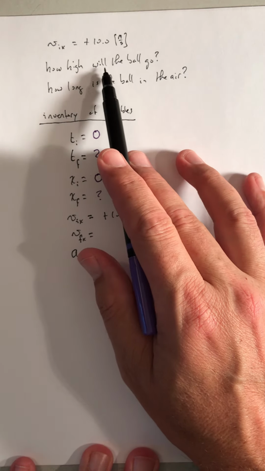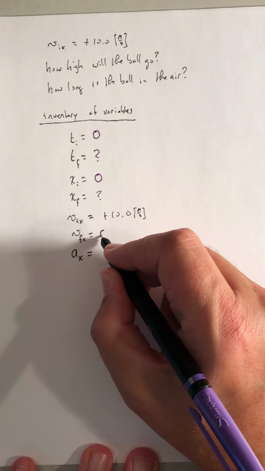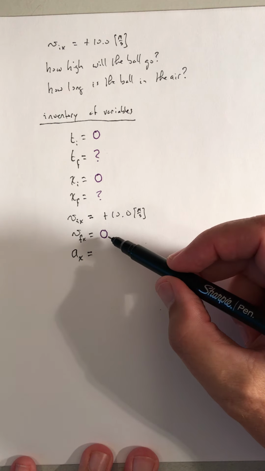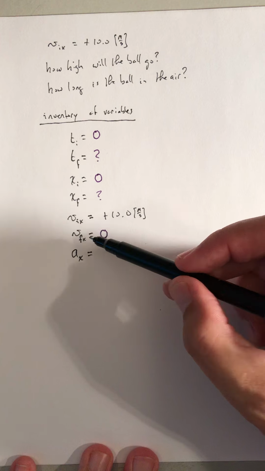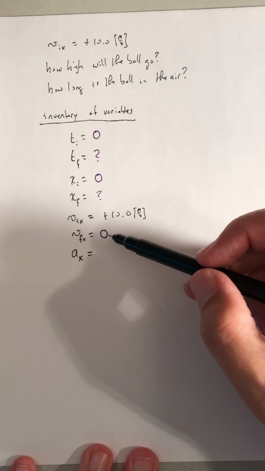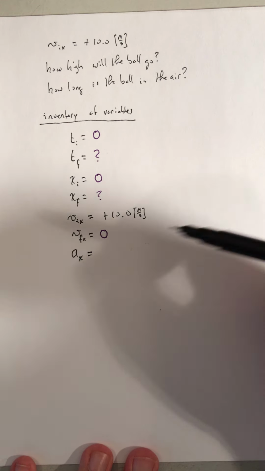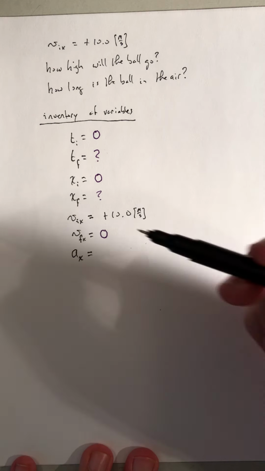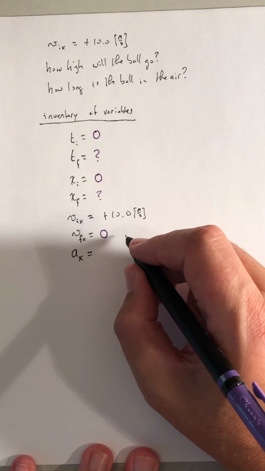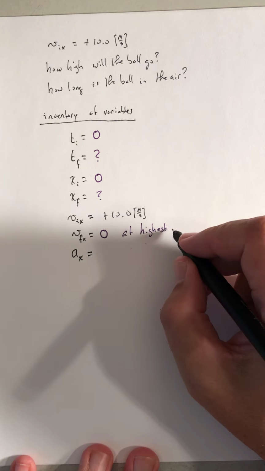At the highest point that the ball is going to go, that has to correspond to a velocity of 0. Otherwise, it's not the highest point. If my final velocity is positive, it would still be moving up. It hasn't reached the highest point yet. If my final velocity were negative, it's already on the way back down. So right at the highest point, the velocity has to go through 0. So it's at rest for just an instant.